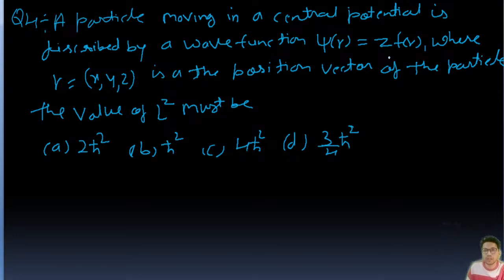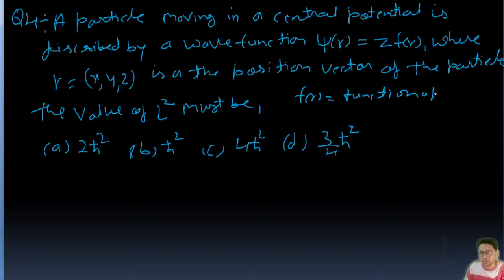The value of L square must be, okay, here I think we have missed something. This is the position vector of the particle, and f(r) is a function of r, this is also given. That is mod r.